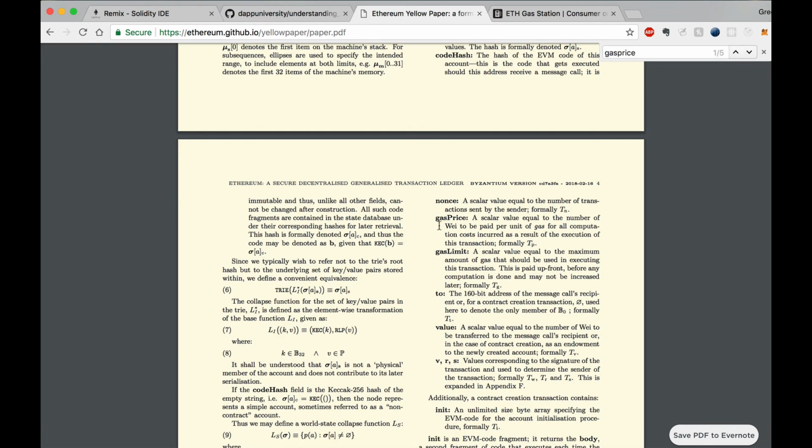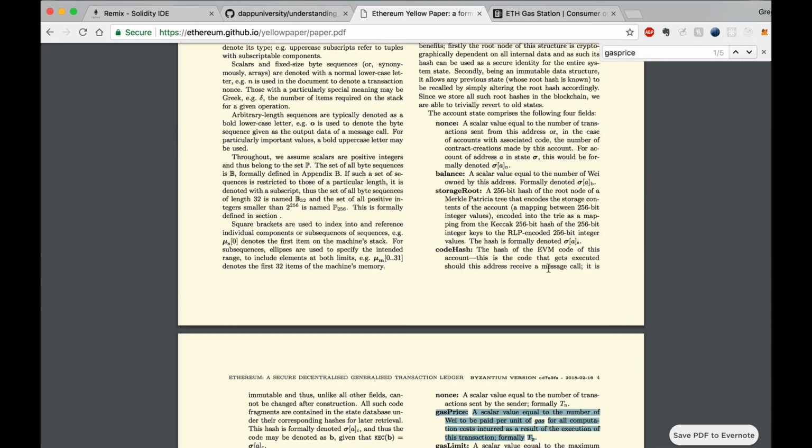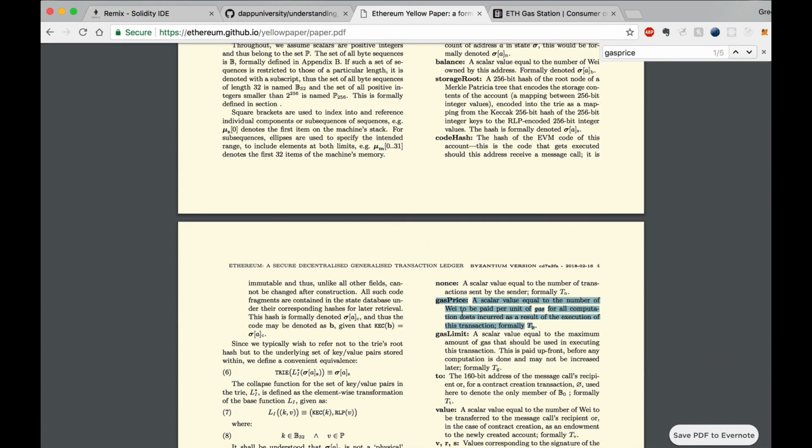So right, you can see these values are defined in the yellow paper. So you see gas price is a scalar value equal to the number of Wei to be paid per unit of gas for all computation costs incurred as a result of the execution of this transaction. And it gives you the variables that it's using in the equation that it's talking about. Now, we'll talk about Wei here in a second.